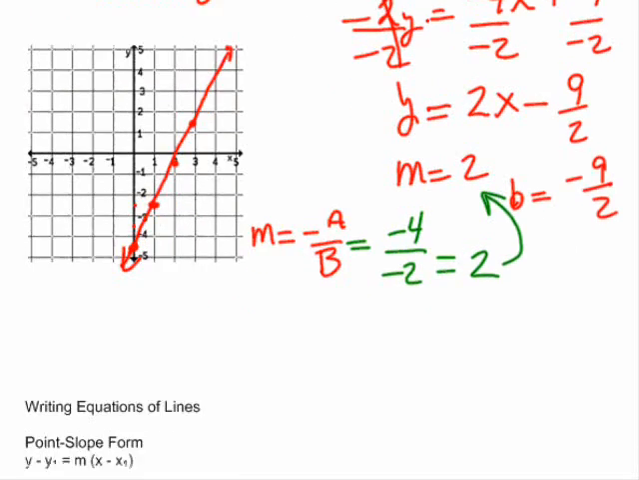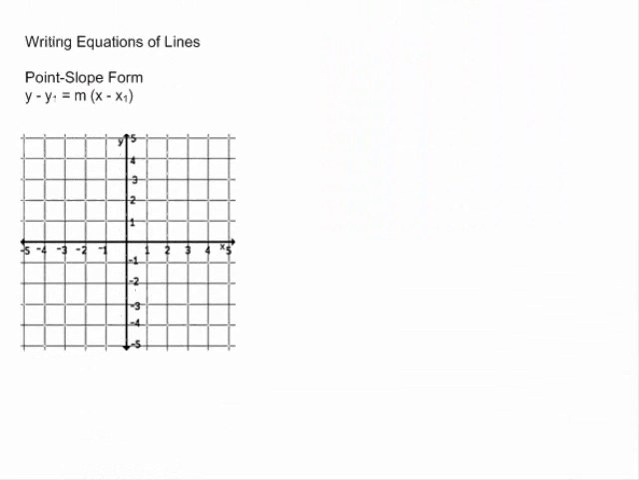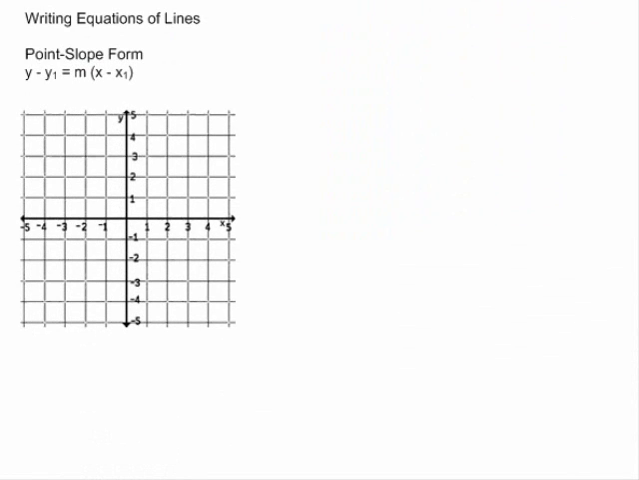What if we're given 2 points and we're asked to write the equation of a line?